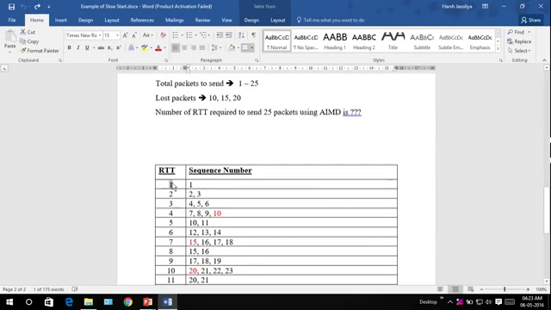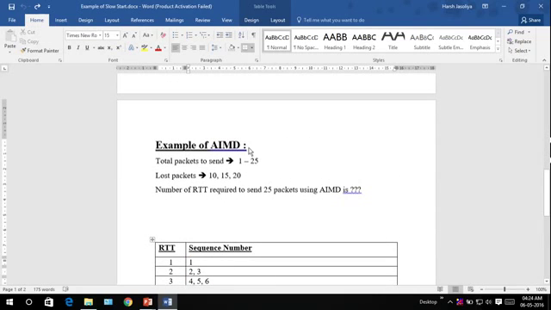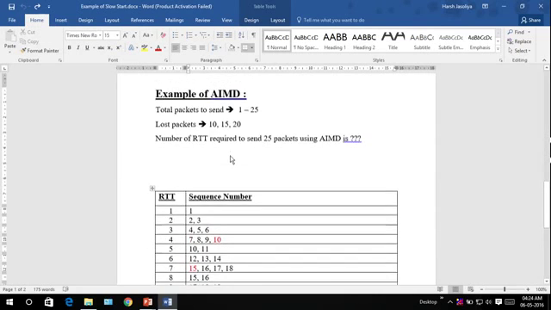In the first RTT we send the first packet. In the second RTT we increase it by 1, so we send 2 packets, 2 and 3. Then we send 3 packets, 4, 5, 6, and then 4 packets, 7, 8, 9, 10. But here the 10th packet is lost, so we have to retransmit the 10th packet. The congestion window size will become half, because it is additive increase, multiplicative decrease.